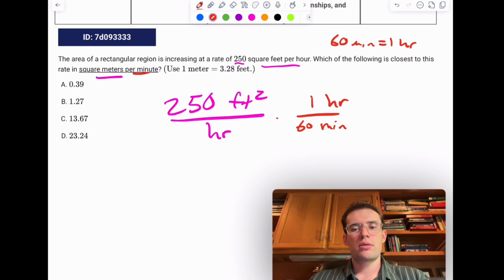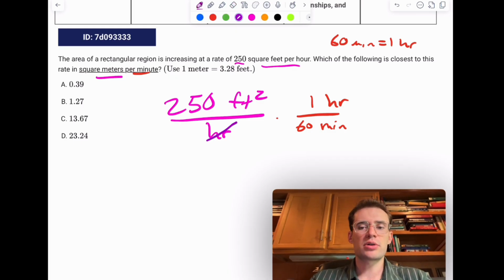We're doing 1 hour over 60 minutes. That's equivalent to 1, right? Those two things are equal to each other, so it's divided by itself. It's equal to 1. It doesn't change the value. It's just changing our units. As we said, the hours will cancel out, so we'll be left with minutes in the denominator.